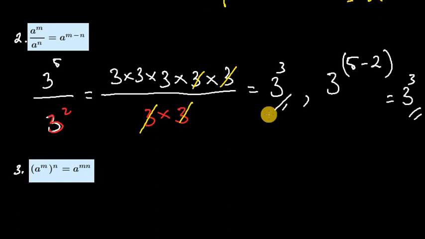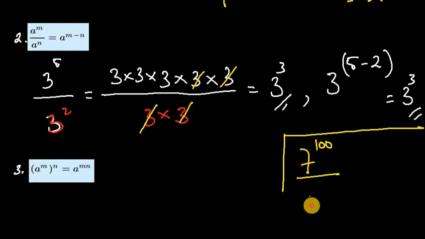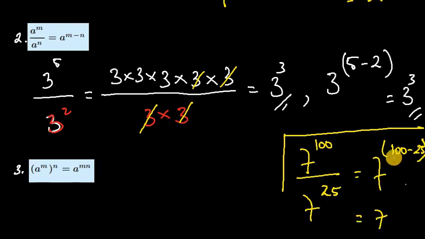Now a little example. Let's say we have 7 to the power of 100 over 7 to the power of 25. This will give us 7 to the power of 100 minus 25, which equals 7 to the power of 75. Okay, that's for the second rule. Once again, the base should be the same. This one is a, this one is a. Both of them should be the same.